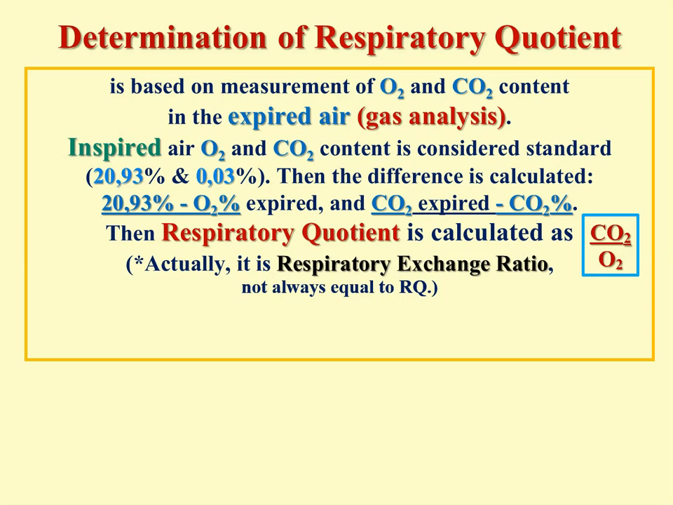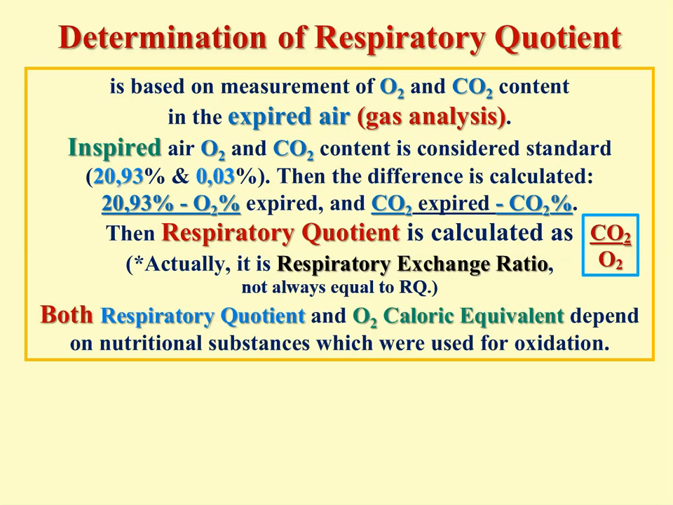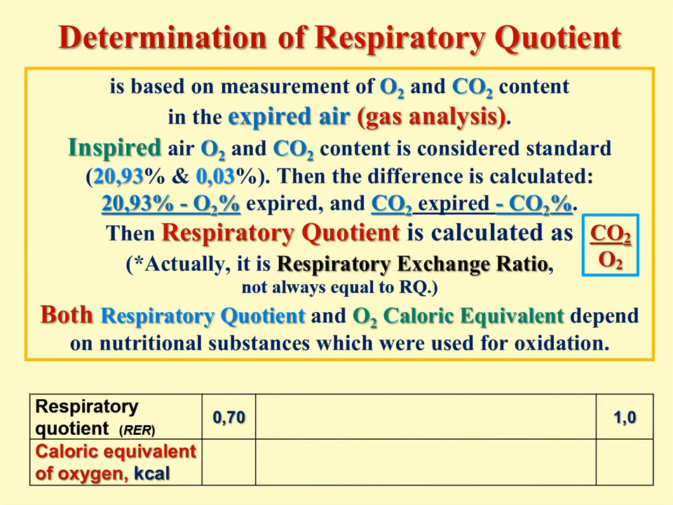But in other situations, when there is no excessive exercise with a non-steady level of activity, and when there is no acidosis or alkalosis, in most cases what we measure is equal to the respiratory quotient. But you should know that it can be called the respiratory exchange ratio, or abbreviation RER. Now, both respiratory quotient and oxygen caloric equivalent depend on the nutritional substances which were used for oxidation. Now it's just words, but let's see.